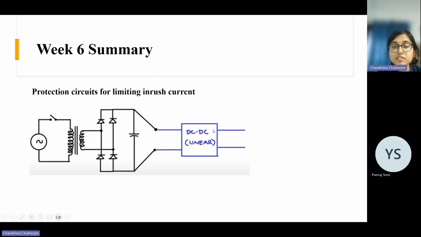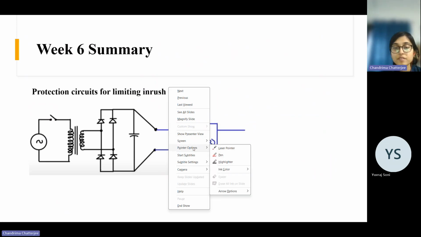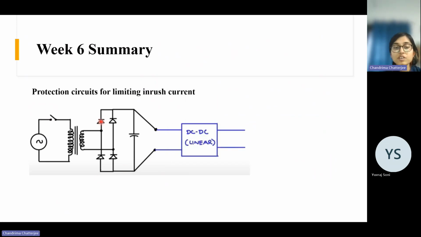So basically, we first think of the DC-DC linear regulator as a black box, like this part. The rest of the circuit we already know. There is this AC supply, then we have the transformer for galvanic isolation, which also helps in limiting the inrush current that we already saw. After that, we have a diode bridge rectifier and a capacitive filter.